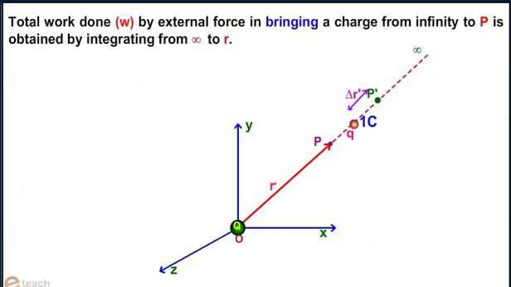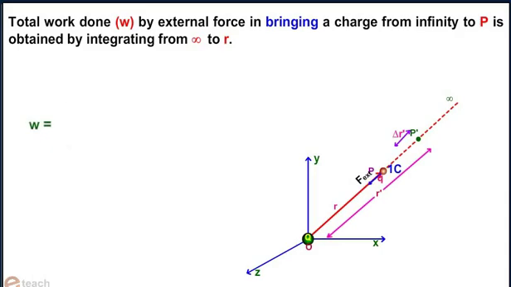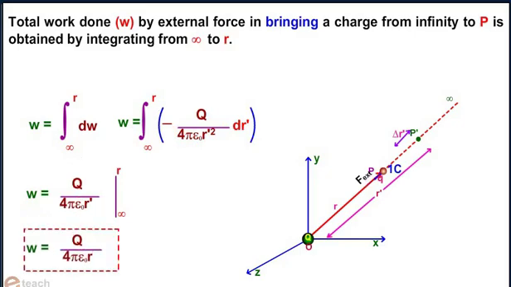Total work done W by an external force in bringing a charge from infinity to P is obtained by integrating from infinity to r. W equals the integral from infinity to r of minus dw, which implies W equals the integral from infinity to r of minus Q by 4 pi epsilon naught r prime square dr prime. On solving the equation, we get W equal to Q by 4 pi epsilon naught r.